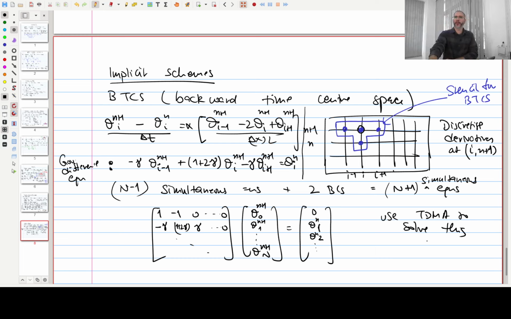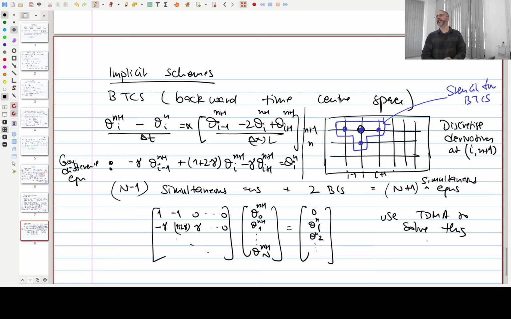The only difference between this and the elliptic solver that we had is that this time we have to solve the tri-diagonal system multiple times. We solve it once to calculate the unknown theta values at the next time step. Once you do that, you have to repeat the step to calculate the next time step and so on. So every time step calculation requires you solving the TDMA once.